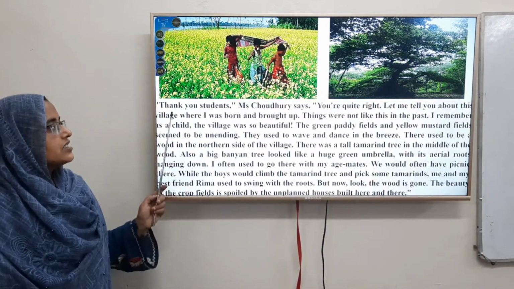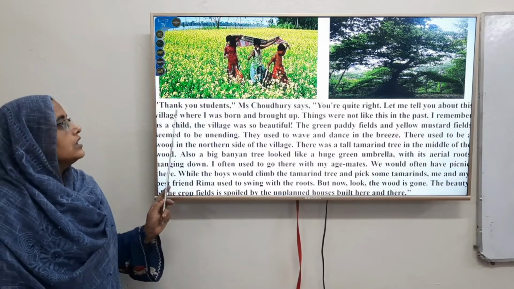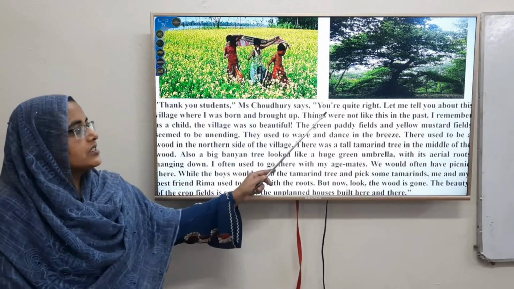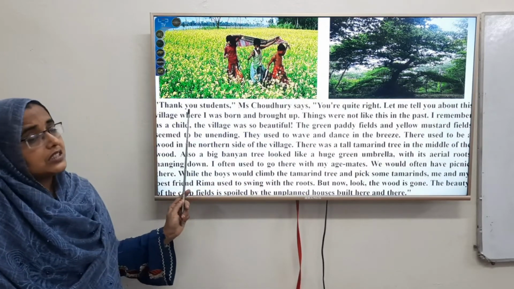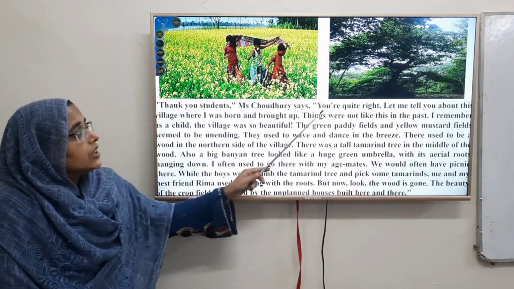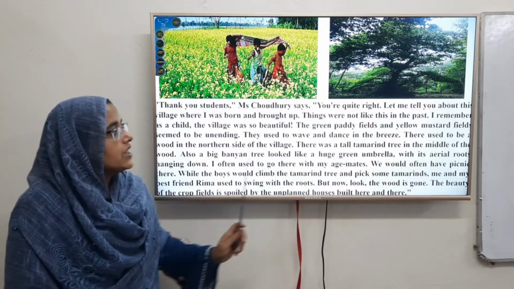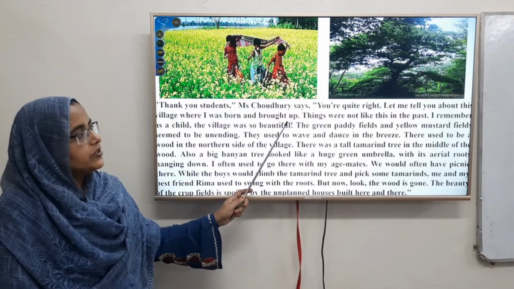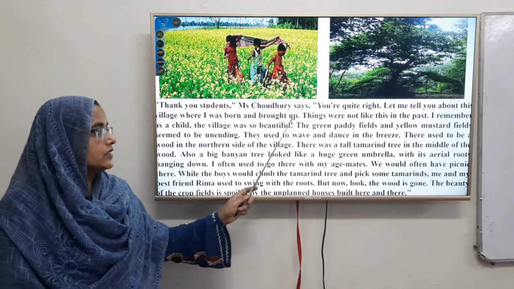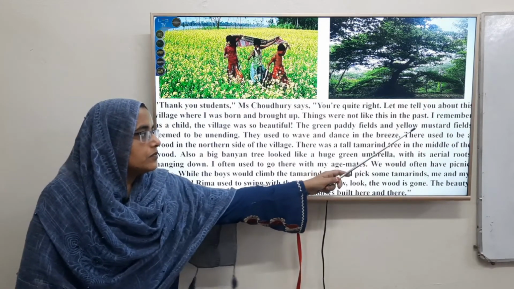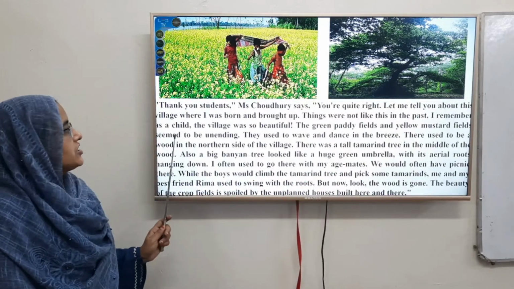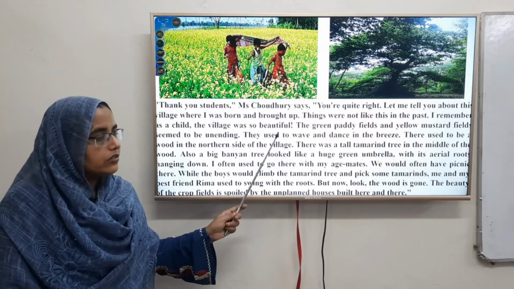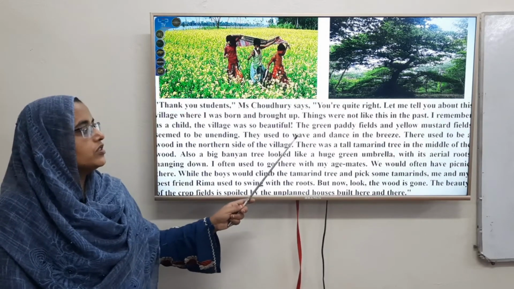Here is the text. Mrs. Chaudhary said about herself, "Thank you students," she said, and this is a quotation, that means this is a speech of Mrs. Chaudhary. She said about herself, "You are quite right. Let me tell you about the village where I was born and brought up." She is talking about her village. Things are not like this in the past. She said that she could remember as a child, the village was so beautiful. When she was a child, the village was beautiful.